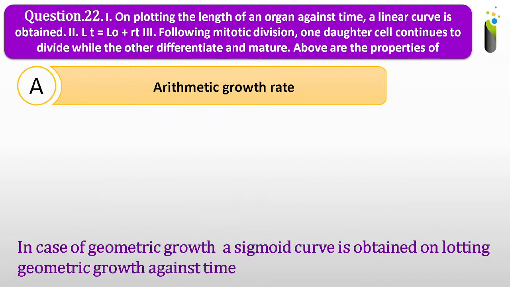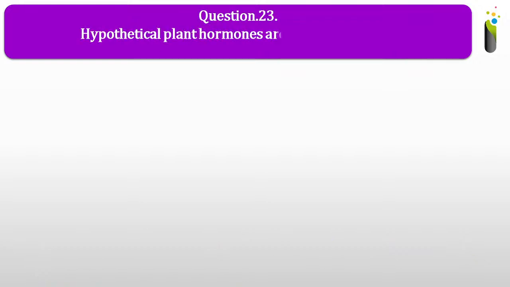The correct answer is A, arithmetic growth rate. Because in case of geometric growth, a sigmoid curve is obtained on plotting the geometric growth against time. So your answer here is A. Okay, arithmetic growth rate. Question number 23.